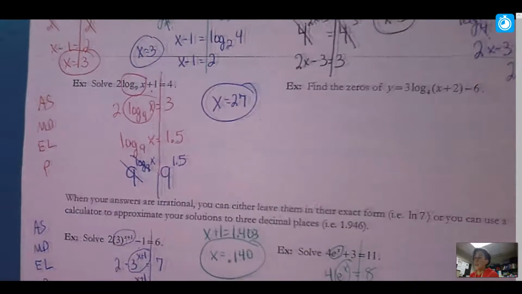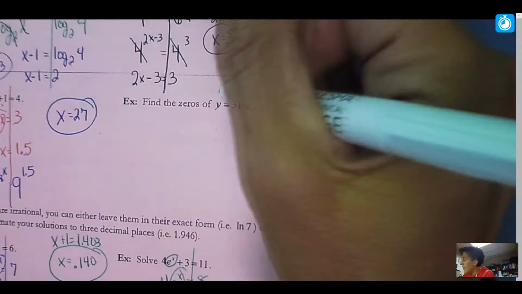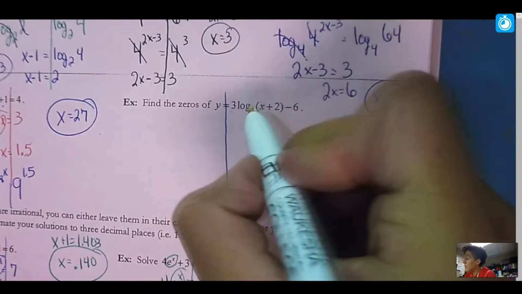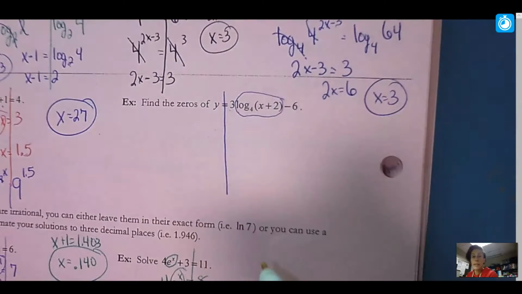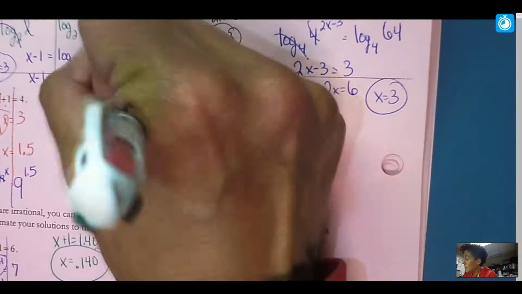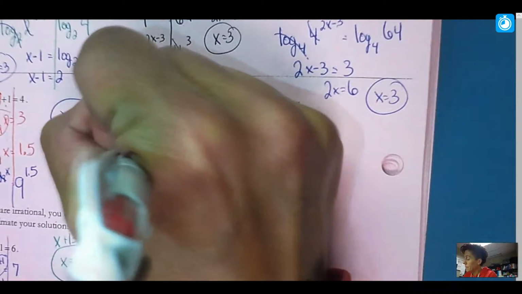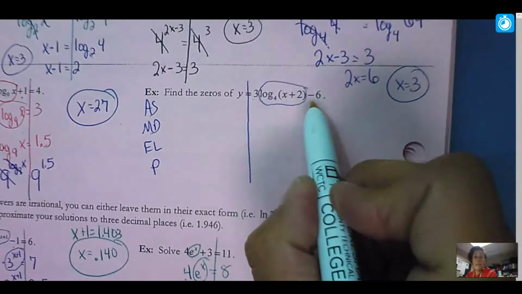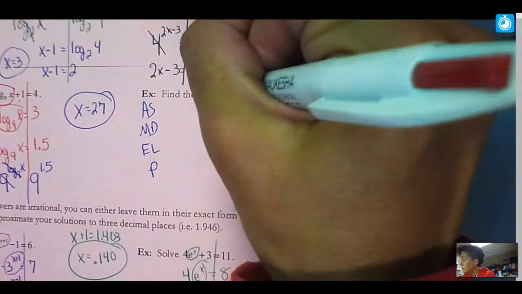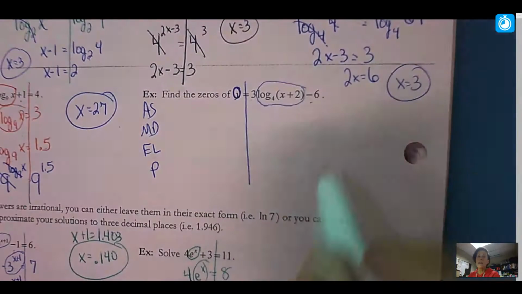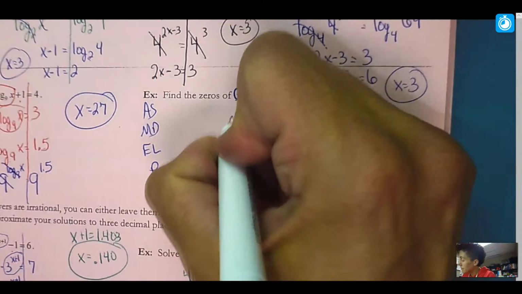Okay? Let's take a look at this one. So I'm going to circle my log and its argument, which is all of this because of the parentheses. And now, here go my order of operations. First, I'm going to move this subtraction. I'm going to add 6. So I apologize. Find the zeros means it equals 0. Let's back up there. So I'm going to add 6.